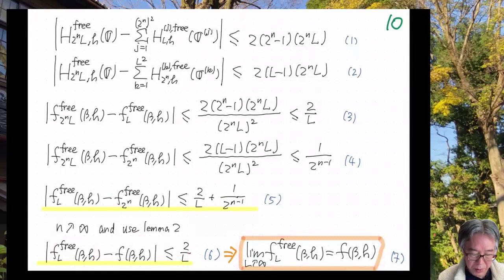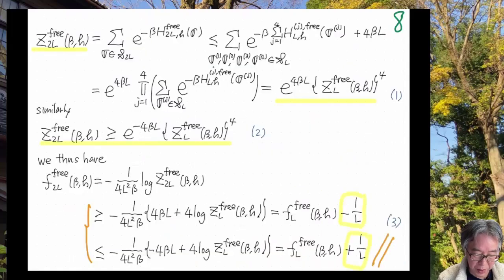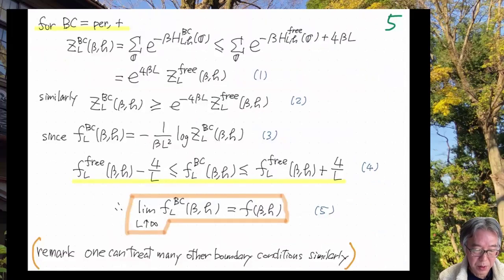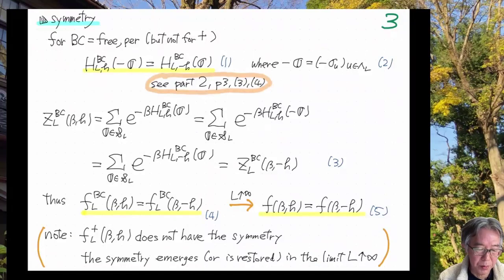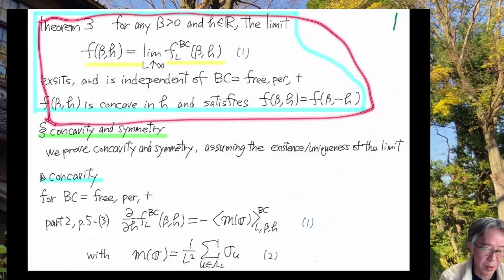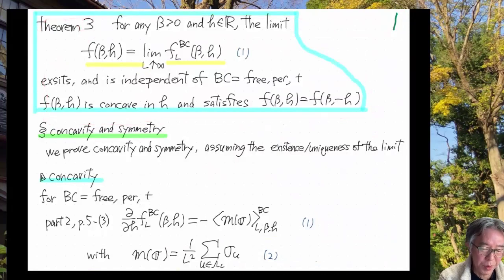So we have shown that this limit exists and it is equal to f beta h, which was defined here in this lemma. That is the end of the proof of this theorem 3. I didn't repeat this, but it is called theorem 3 because we proved it in this part 3.